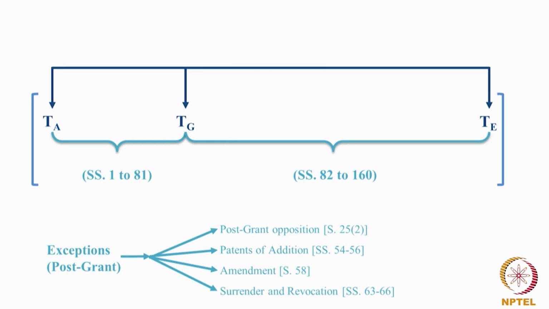The events between TA and TG are referred to as patent prosecution, things that happen at the patent office, and the events that occur between TG and TE are referred to as patent enforcement, events that happen in the district court, the high court, or the Intellectual Property Appellate Board.